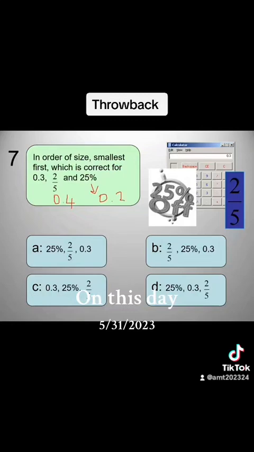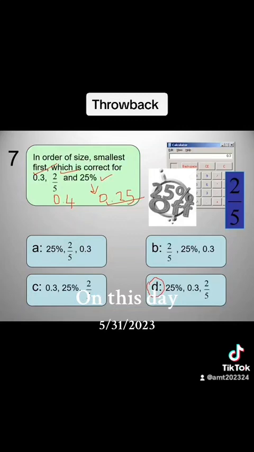And now, because they're all in decimals, I can compare my place values. So I've got a 3 there, a 4 there, and a 2 there. So that has to be the smallest, so it has to be this one first. Then this one, then this one. So follow it in order: 25%, 0.3, and 2/5. So that'll be option D, guys.